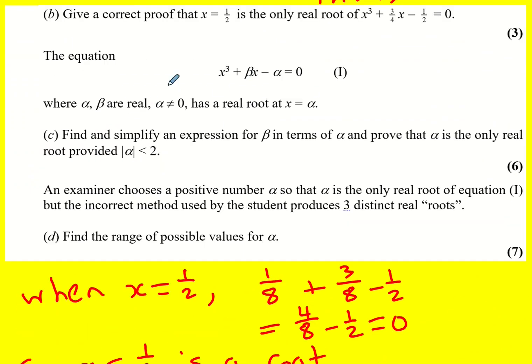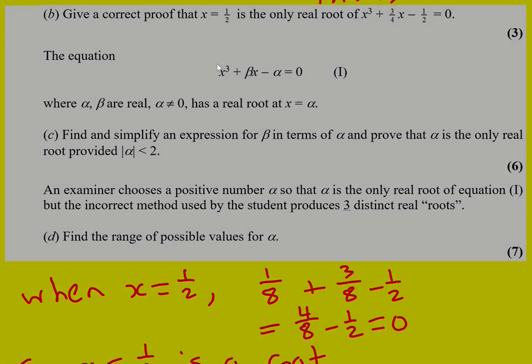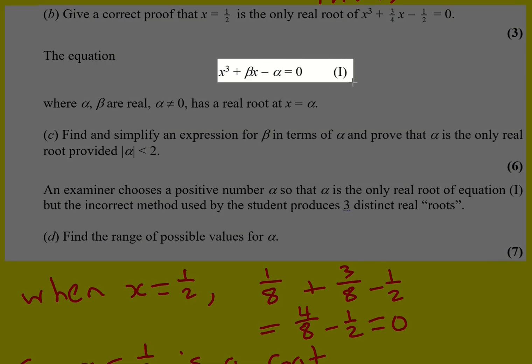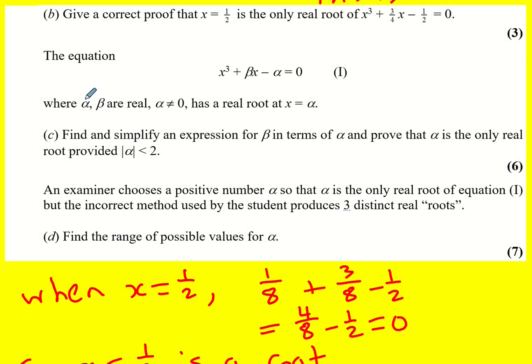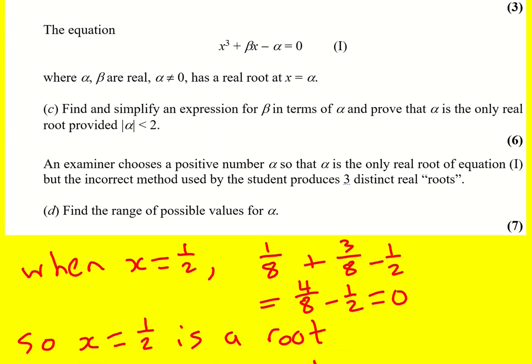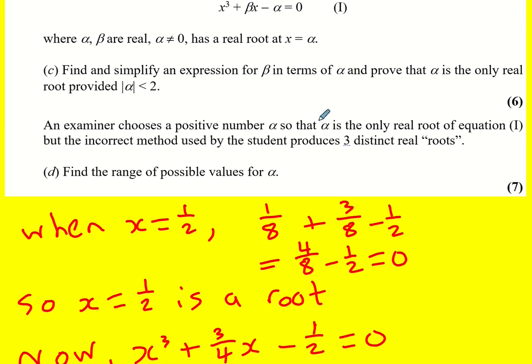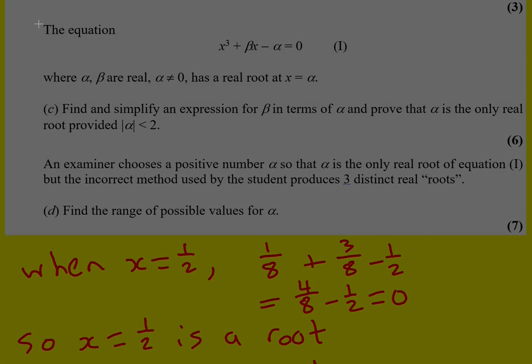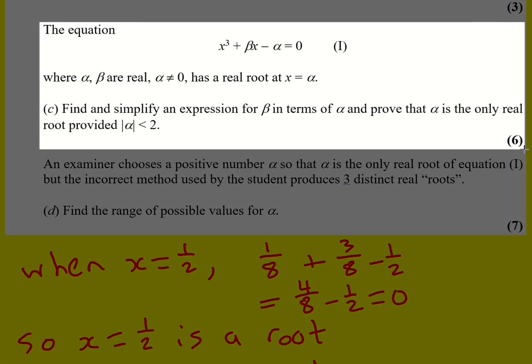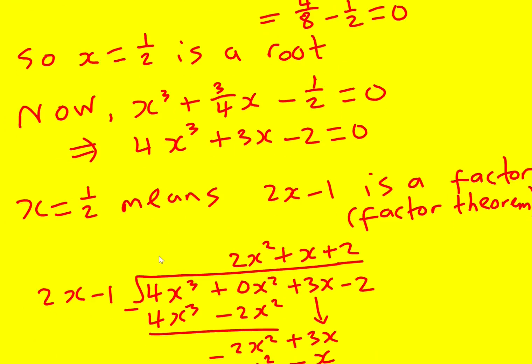We're now given a different equation. And we're told that alpha and beta are real. Alpha is not equal to 0. And we have a real root to x equals alpha. Find and simplify an expression for beta in terms of alpha. Prove that alpha is the only real root provided. There's quite a lot to recall there, so I'm just going to bring the whole question down.